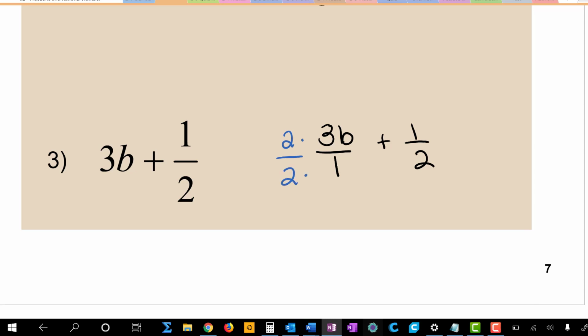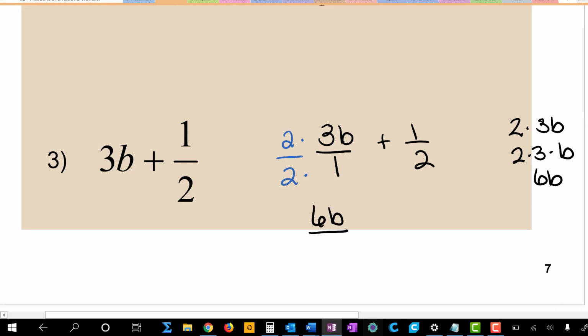So you do need to understand that 2 times 3b is the same thing as 2 times 3 times b, which is 6b. Okay, and that's your final answer. Another way to think about it is 2 groups of 3 groups of b, which is 6 groups of b. So 2 times 3b is 6b. 2 times 1 is 2. Then you're going to add 1/2 to that.